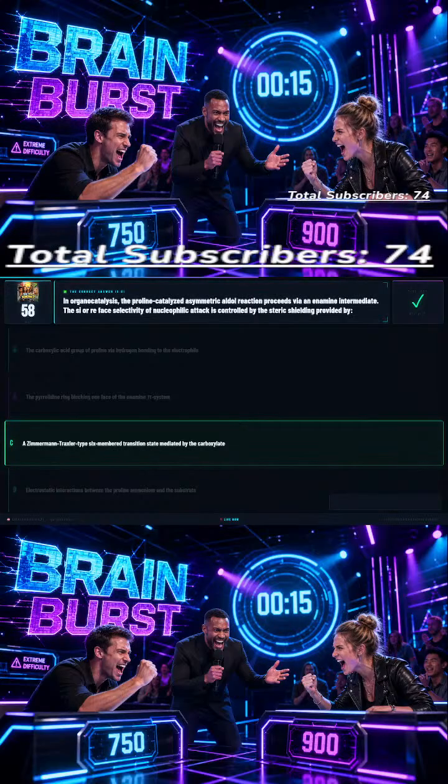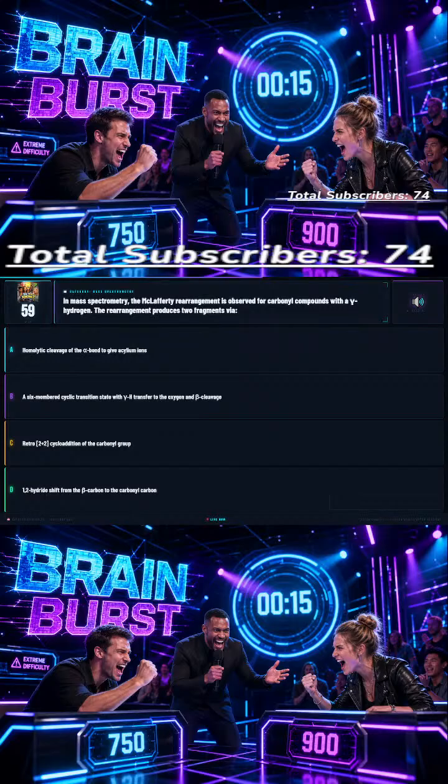Time's up. The correct answer is C, a Zimmerman-Traxler type 6-membered transition state mediated by the carboxylate. Question 59. In mass spectrometry, the McLafferty rearrangement is observed for carbonyl compounds with a gamma hydrogen. The rearrangement produces two fragments via: Option A, homolytic cleavage of the alpha bond to give acylium ions.